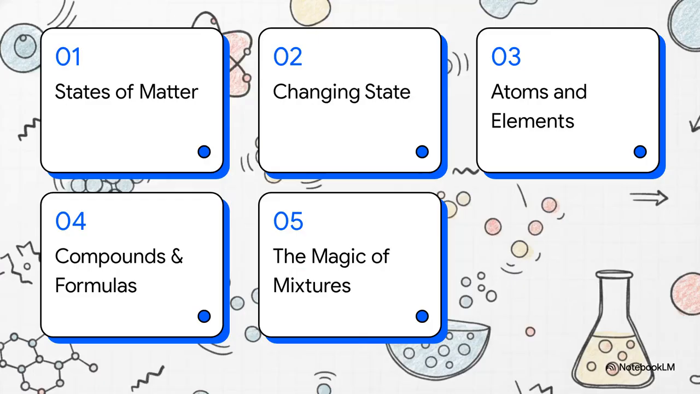So, here's our roadmap for lesson 3.3. First up, we'll look at the three states of matter. Second, how matter changes state. Third, atoms and elements. Fourth, compounds and chemical formulas. And we'll wrap up with the magic of mixtures. Let's get into it. Part 1.